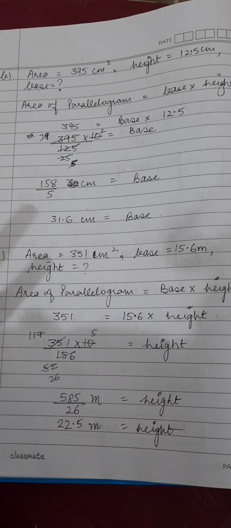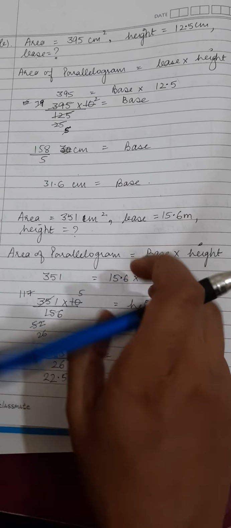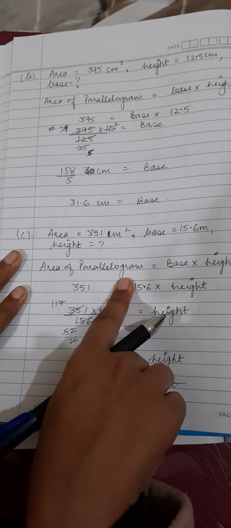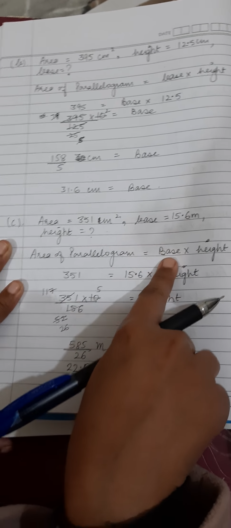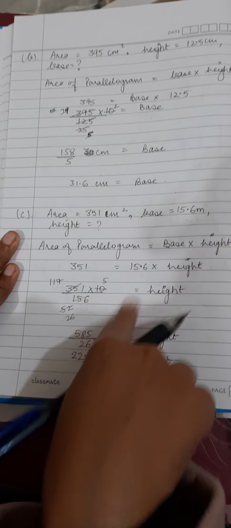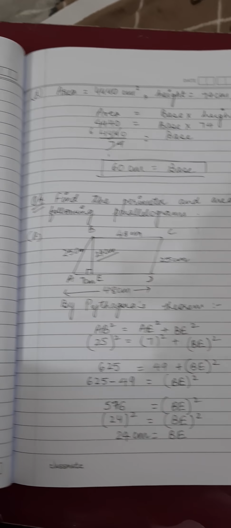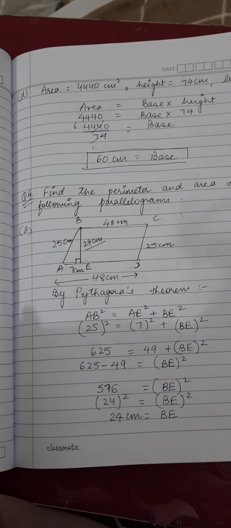Okay, so these are the calculations I have done for you. Next, C part you will try by yourself. The same concept. Area of a parallelogram is already given to you. Base value is also given. You have to find the height. Okay, you will try this question by yourself. And the last D part also you will be trying by yourself.